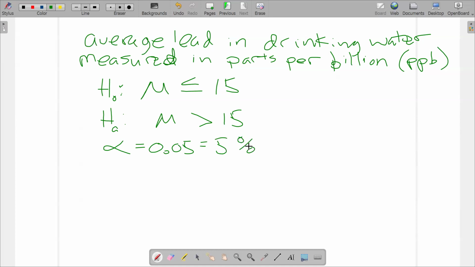We have to state what our parameter means. So that's in my own words what the parameter is: average lead parts per billion of drinking water. And then I have to have some information about the null and alternative hypothesis. State that in symbols. Okay. Once I have that, then I grab the sample and try to run the hypothesis test. And we have like 7 steps to make that happen.